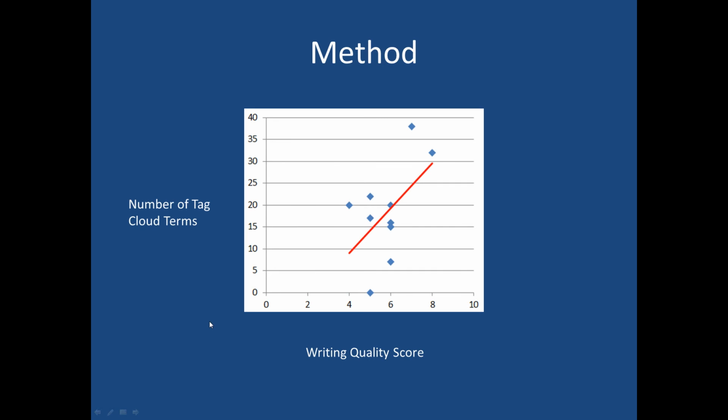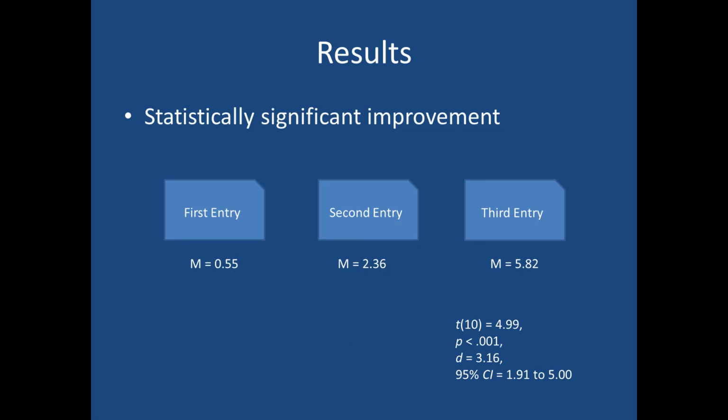And then simple Pearson correlation coefficients were calculated to determine whether or not the number of tag cloud terms was predictive of the writing quality score. And here's the line of best fit for those sets of data. Well, let's take a look at the results.